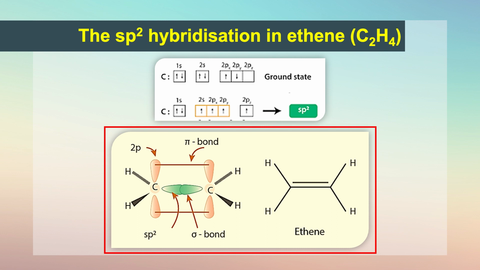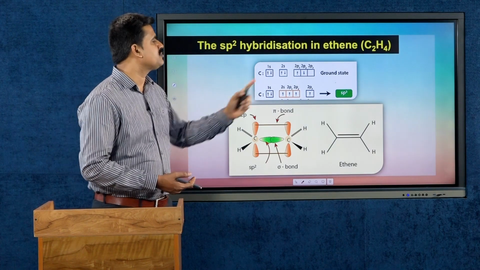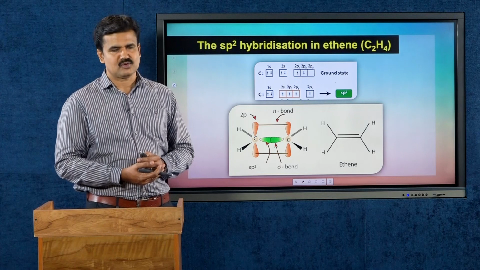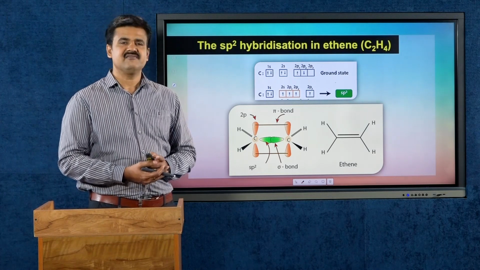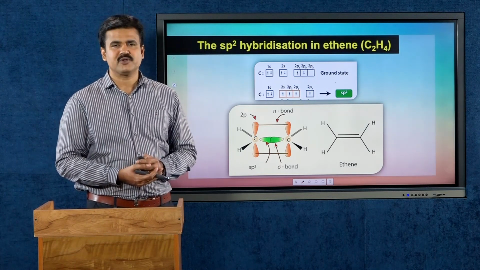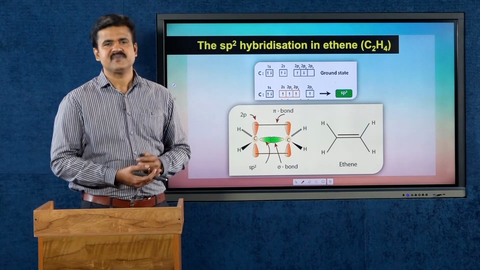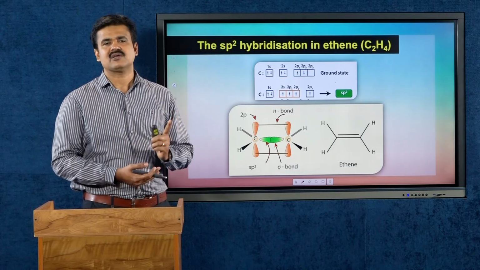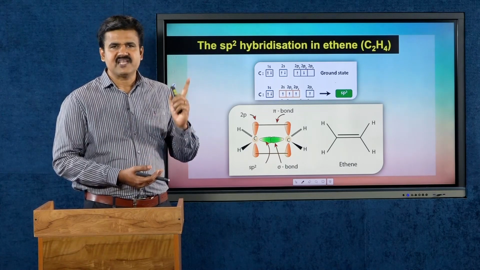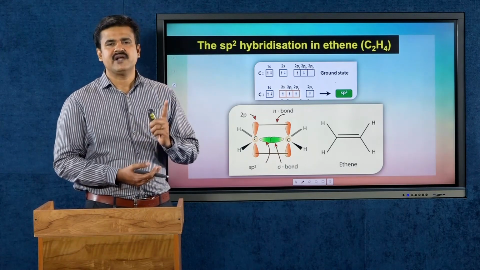The 2 remaining sp2 hybrid orbitals overlap with the 1s orbital of hydrogen to form C-H bonds. So in C2H4 there are 4 C-H bonds and 1 carbon-carbon sigma bond. In addition to this, you can see the presence of 1 unhybridized half-filled p orbital on each carbon. They will undergo lateral overlap to produce a pi bond. So in sum, in the C2H4 molecule, there occurs the formation of 5 sigma bonds and 1 pi bond.